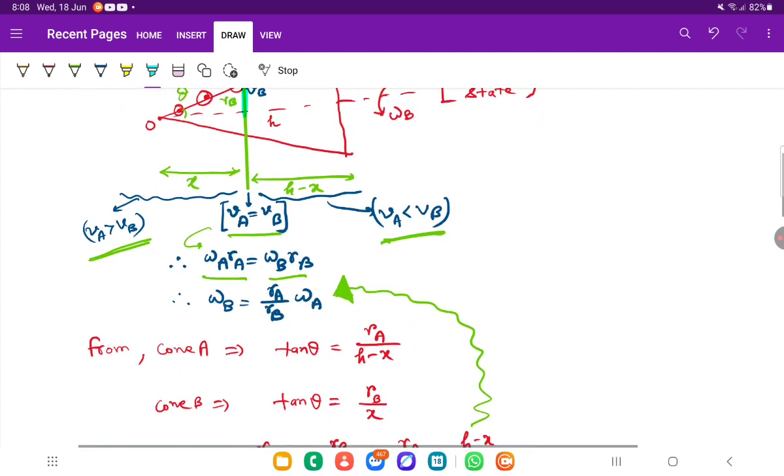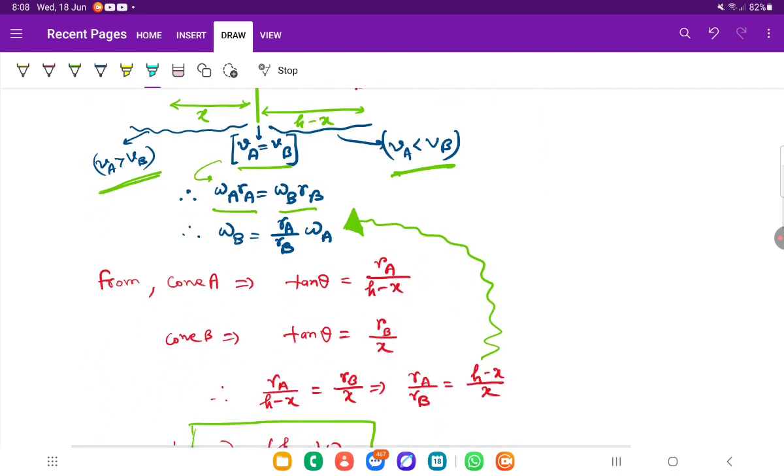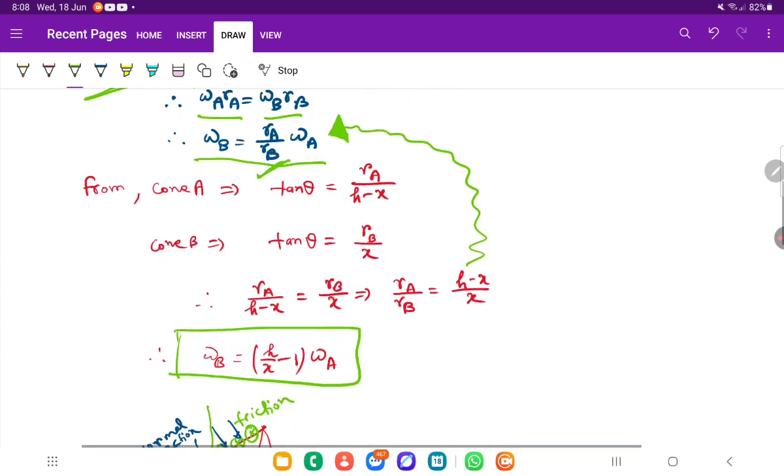Anyway, omega A RA equals omega B RB. So from there we can relate omega B as RA upon RB into omega A. So we will try to find omega B in terms of omega A. So our purpose is to find RA upon RB.